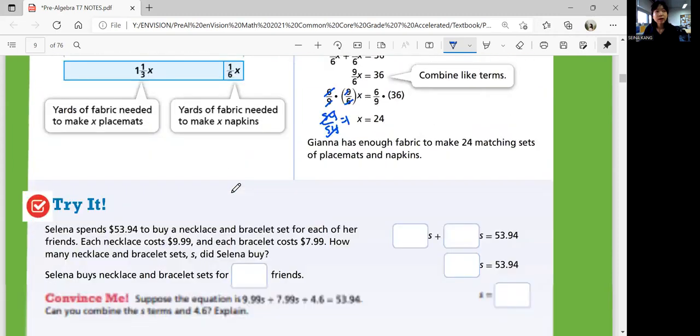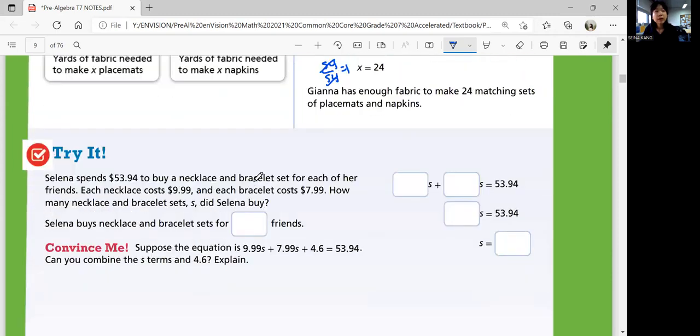All right, let's look at try it. Selena spends $53.94 to buy a necklace and bracelet set for each of her friends. Each necklace costs $9.99 and each bracelet costs $7.99. How many necklace and bracelet sets did Selena buy?